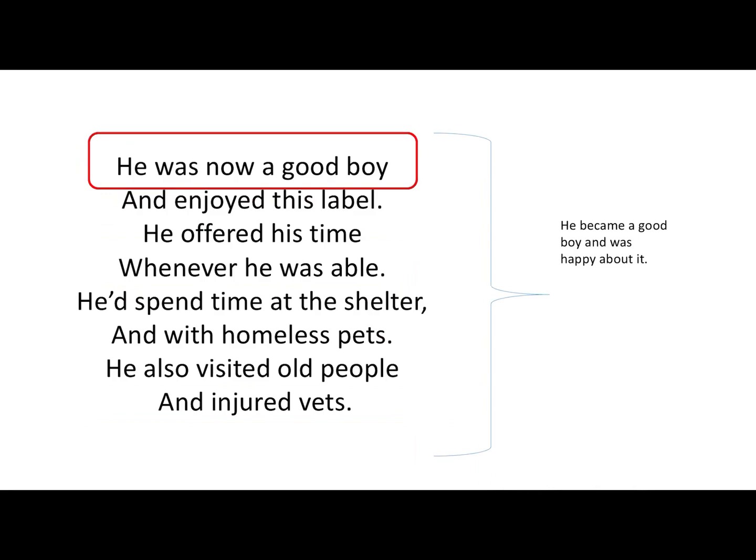When someone gives you a label, that means they are labeling you as something. You could be labeled as a jock. You could be labeled as good. You could be labeled as bad. But he enjoyed his good boy label at the end of this poem.